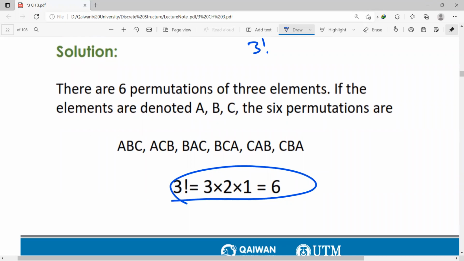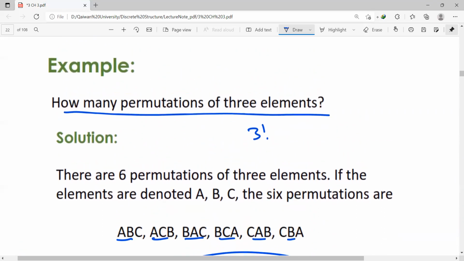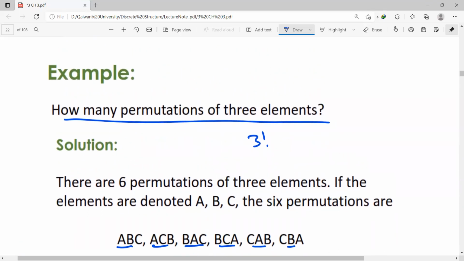This 3 factorial is 6. Exactly. Let's say we have A, B, and C. In how many ways can we order them? 1, 2, 3, 4, 5, 6. So we can order them in 6 ways, or you can say it's 3 factorial. So the permutation of n elements is n factorial, and here the permutation of 3 elements is 3 factorial. It is 3 times 2 times 1, which is 6.